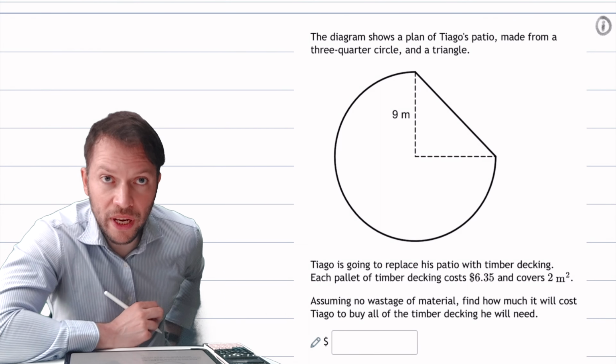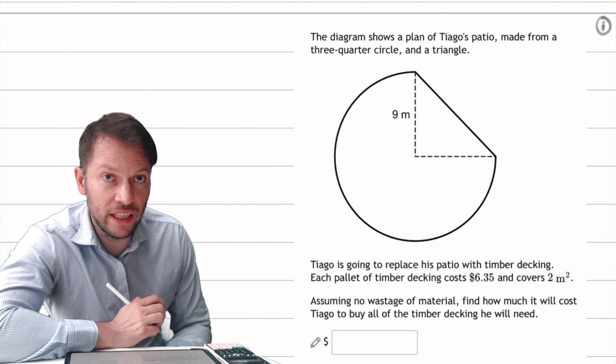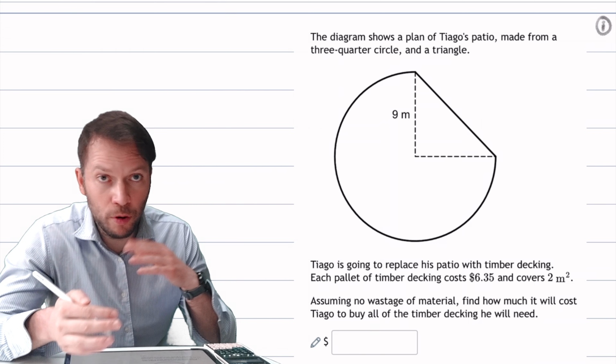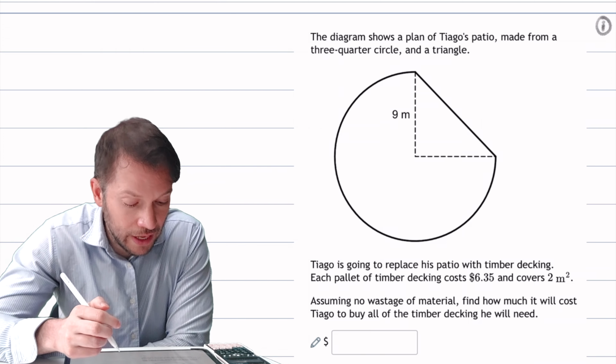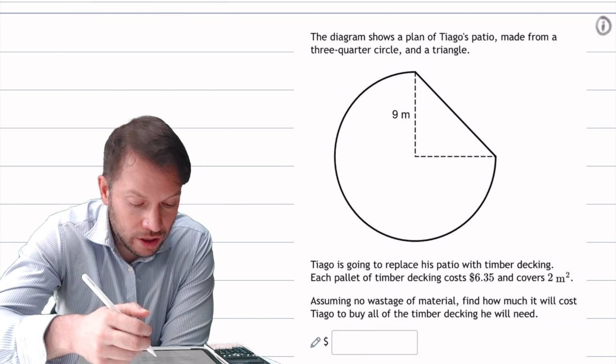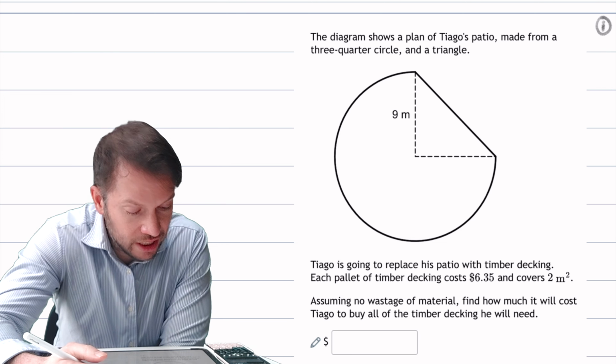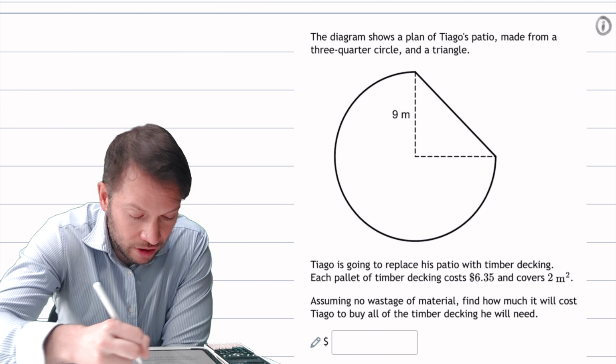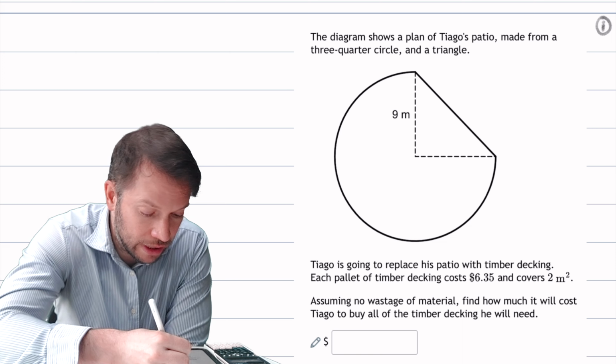Hi, in this video we're going to find a cost associated with some area involving fractions of circles and things like that. So let's read the question. The diagram shows a plan of Tiago's patio made from a 3/4 circle here and a triangle.